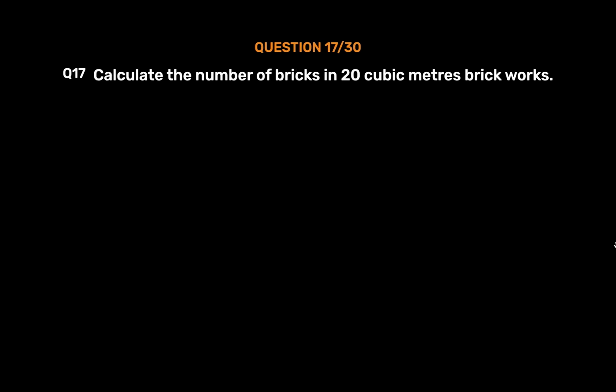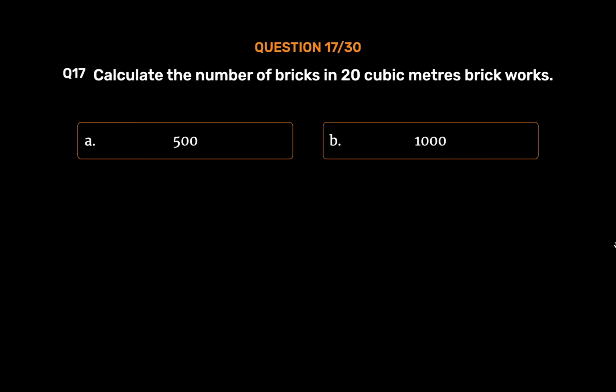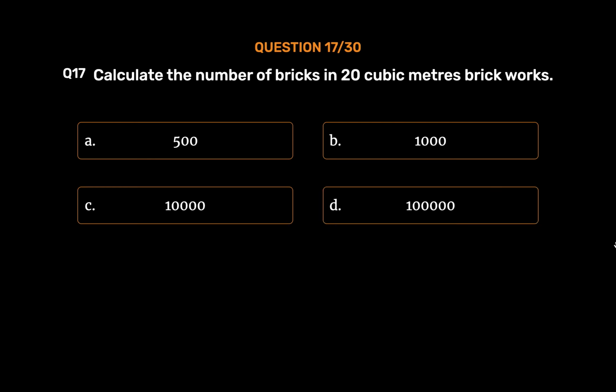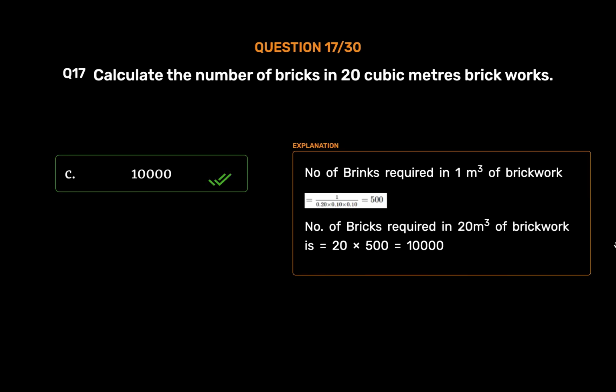Question number 17. Calculate the number of bricks in 20 cubic meters brickwork. Option A, 500. Option B, 1000. Option C, 10,000. Option D, 1 lakh. The correct answer is option C, 10,000. Number of bricks required in 1 cubic meter of brickwork is 500. Number of bricks required in 20 cubic meters of brickwork equals 20 times 500 equals 10,000.